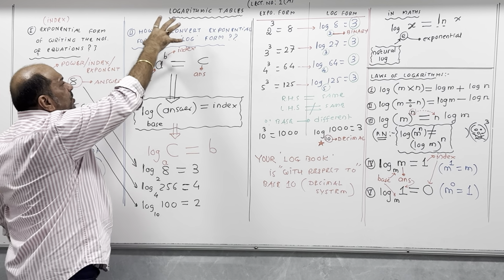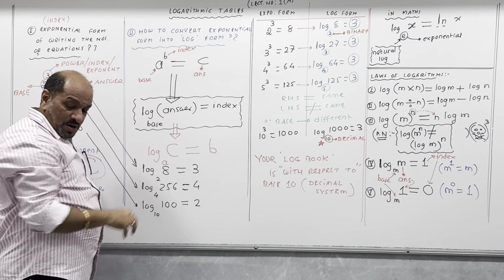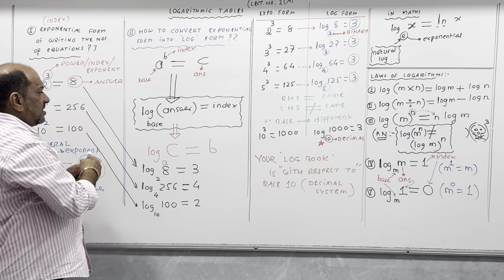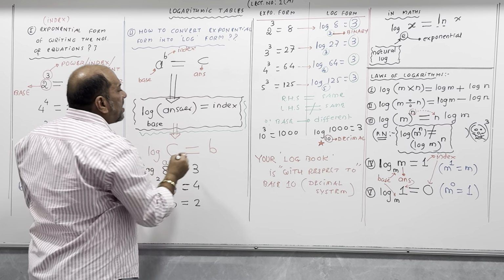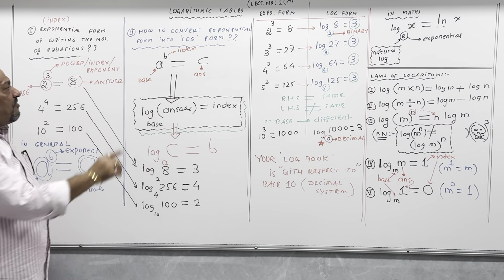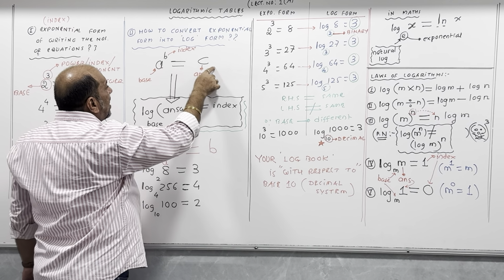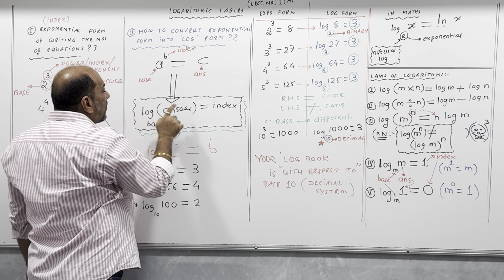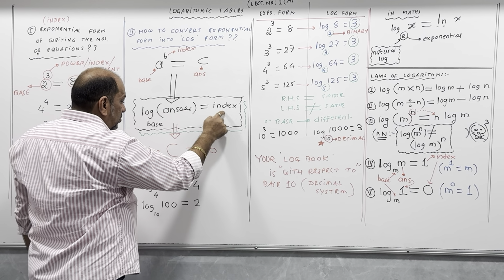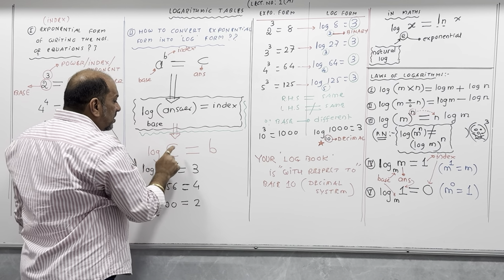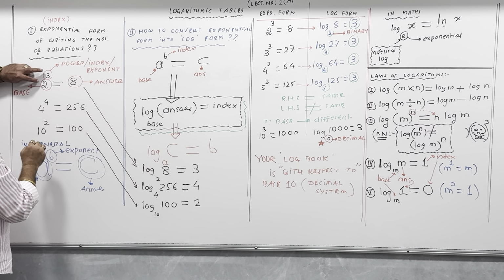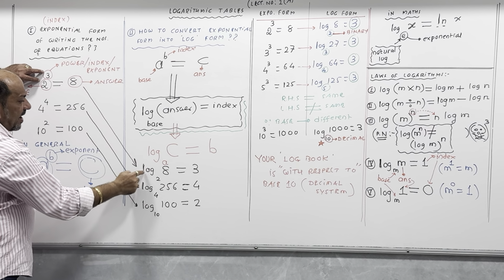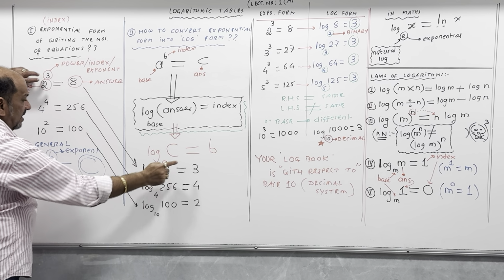How to convert exponential form into logarithmic form? The technique is, if base raised to index is answer, then log of answer to the base is index. So, 2 cube is 8, log of 8 to the base 2 is 3.